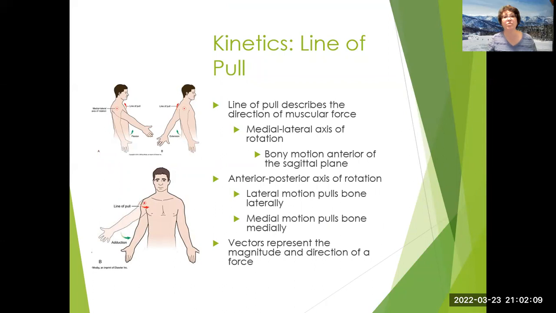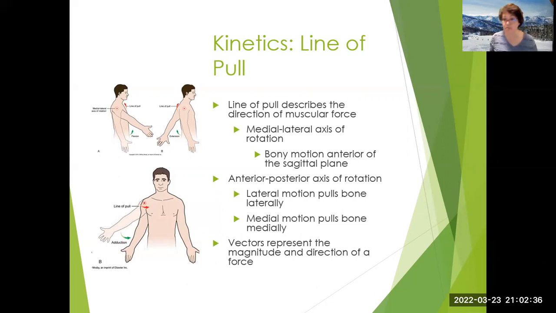So the line of pull describes the direction of muscular force, and it depends on what the relationship of the muscle is to the axis. So in a medial lateral axis, which is sagittal plane movements, if the muscle is anterior to the axis, you get flexion. If it's posterior to the axis, you get extension.